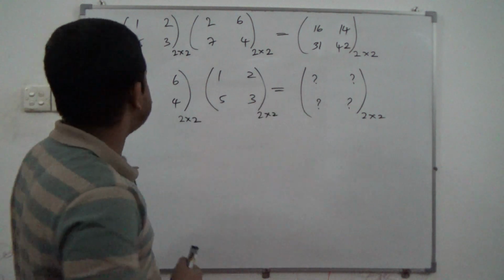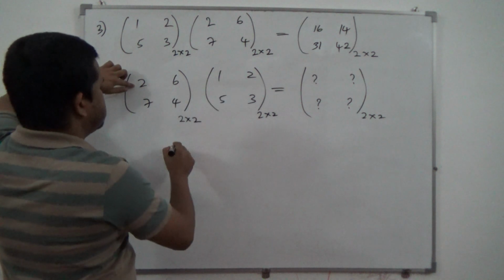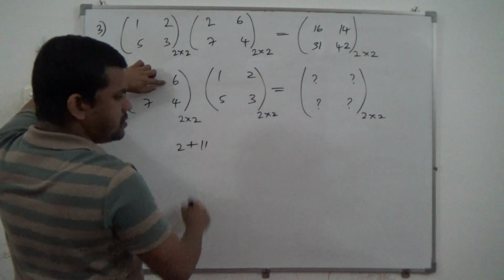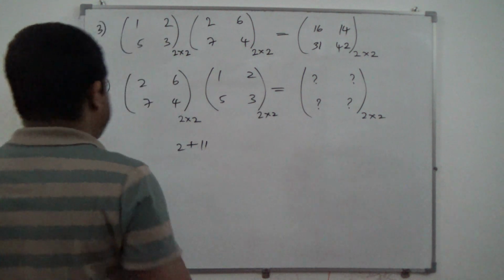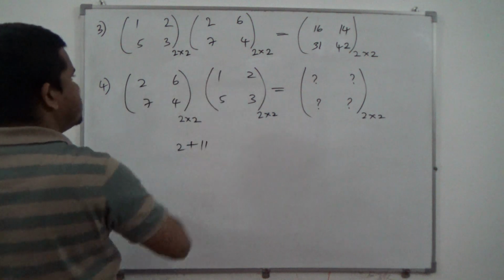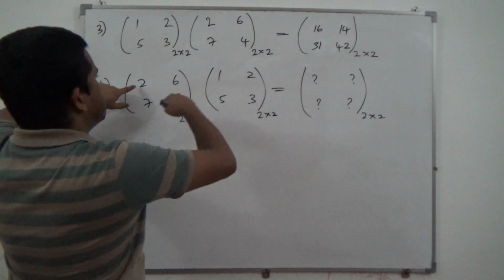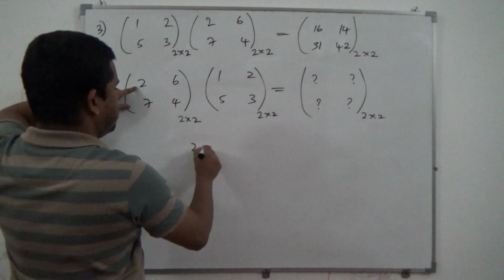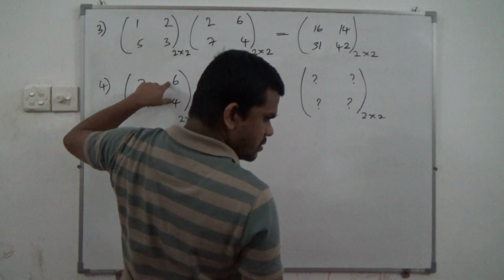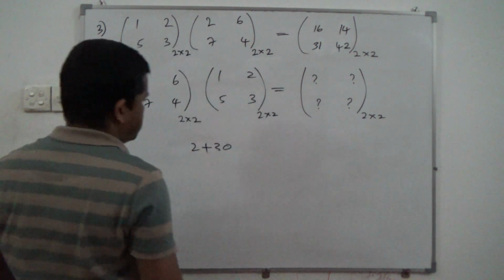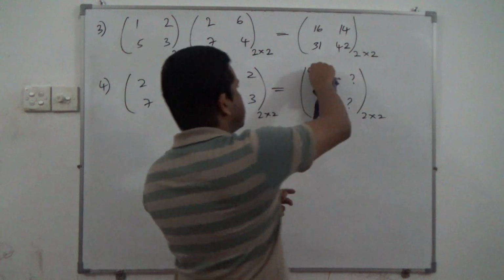This one, first row, first column. 2 plus, sorry, first row, first column. 2 plus 30. The answer is 32. Here we have 32.